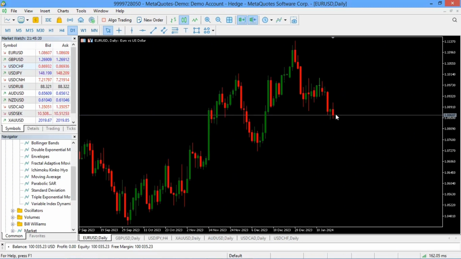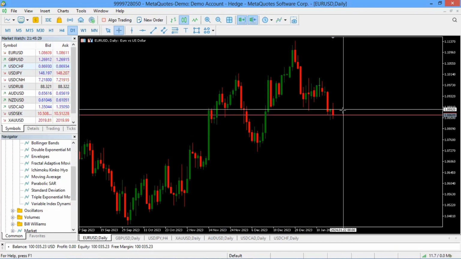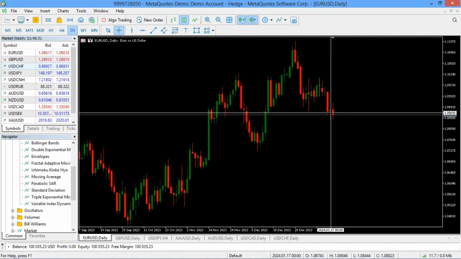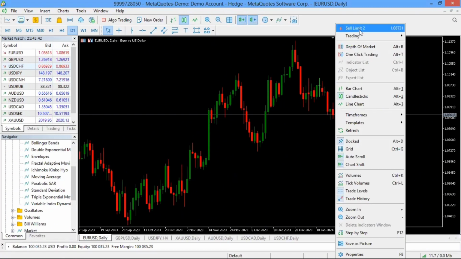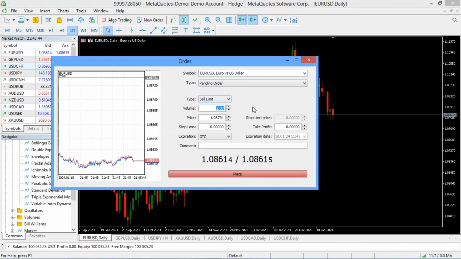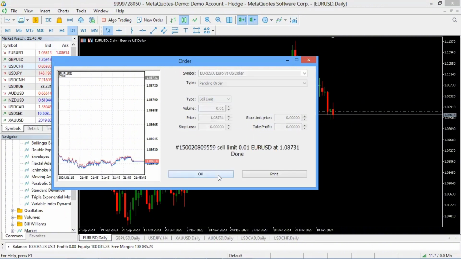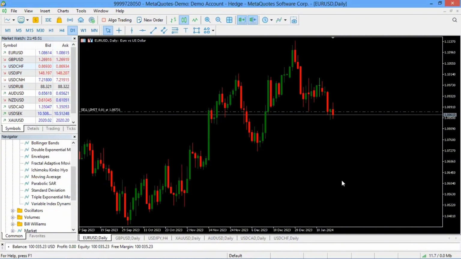Now, I'll sell. It's closing below the open. The market opened here. This green candle opened at 1.086. The red one is going to close somewhere around here, so below it. So I'm going to sell. Do you understand? I just hope you understand.